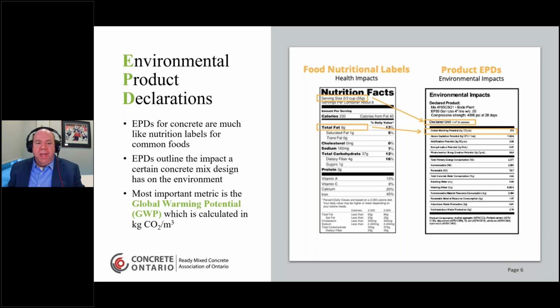So looking at it again, using the simple example here of nutrition labels, basically what we're trying to do is we're using the product category rules for ready-mix concrete for North America. We're using a standard template to evaluate the product and then identify what the various impacts are. So again, it's going to be specific to an individual mix design. So again, we have producer members that are producing, for example, type 3 facility-specific EPDs.